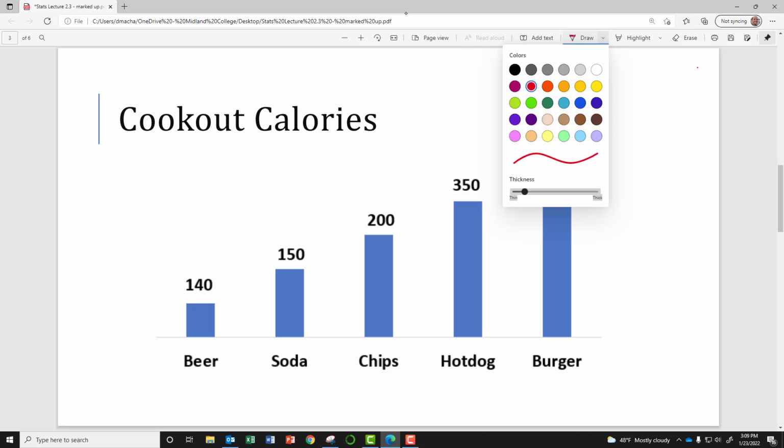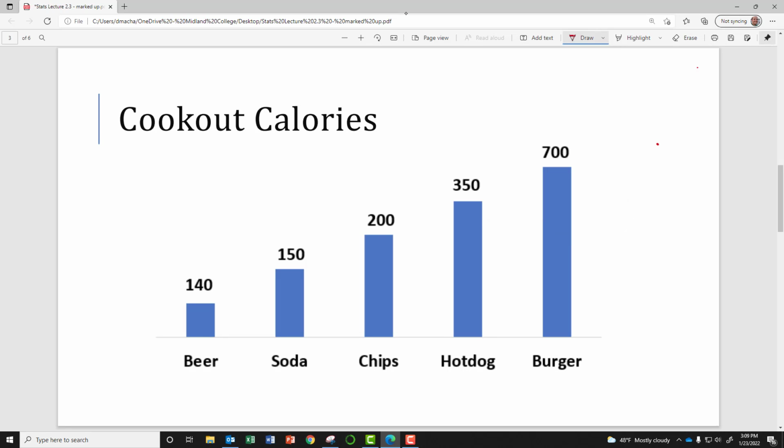And we have different bars. And the way this is set up, it sort of insinuates that the height of the bar corresponds to the number of calories, or at least the height of the bar should be proportional to the amount of calories. So like the taller the bar, the more calories. And we can see that burger has the most calories and it has the tallest bar, and beer has the fewest calories and so has the shortest bar.